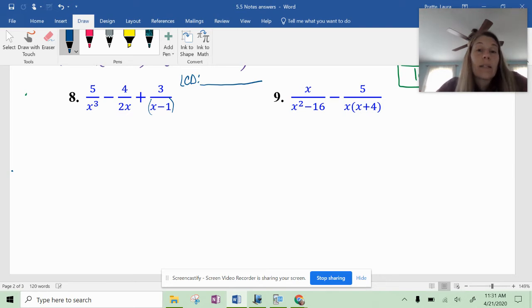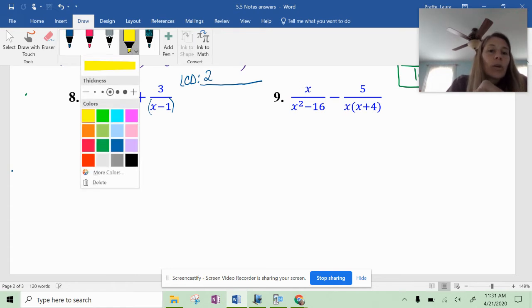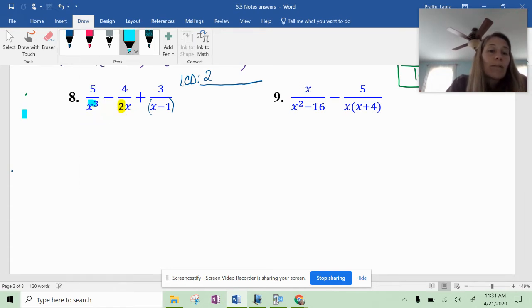I look at the constants first. The only constant I see in any of these is the 2. We're talking about a monomial constant. So I know I'm going to have 2 in my least common denominator. Then you want to look at all your monomial terms. So we have the x cubed and we have this x.